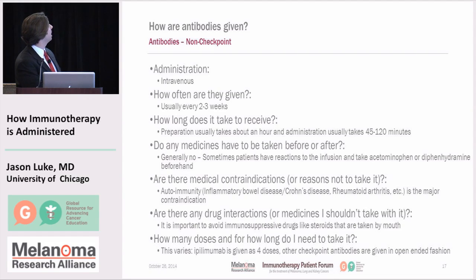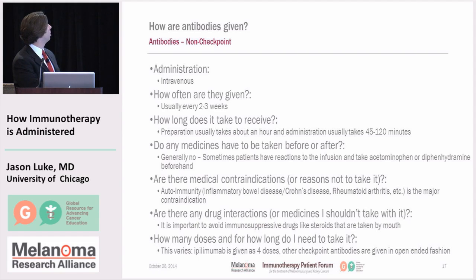Do any medicines have to be taken before or after? Well, again, if you have a reaction, they'll give you appropriate medicines, but you don't need to particularly worry about it ahead of time. Are there contraindications to these medicines? Again, if someone already has an overactivated immune system, so they have a problem with autoimmunity, such as inflammatory bowel disease or Crohn's disease, then we really have to be very careful about using these molecules. It's not an absolute contraindication, but it needs to be very closely considered with your doctor.